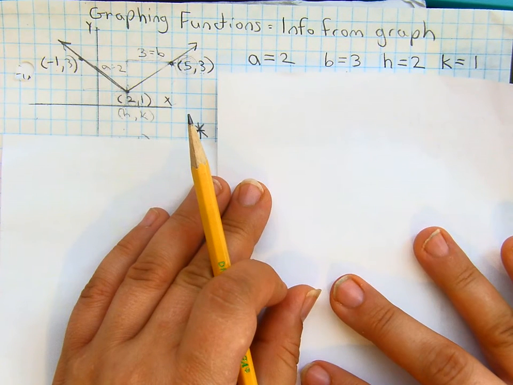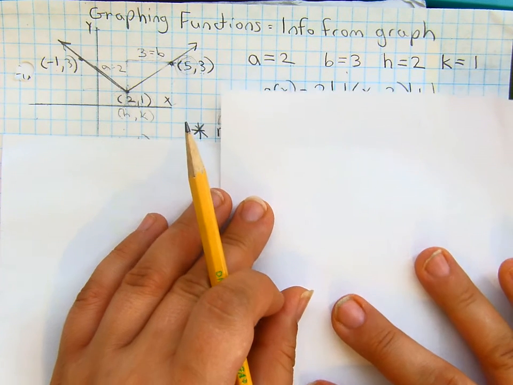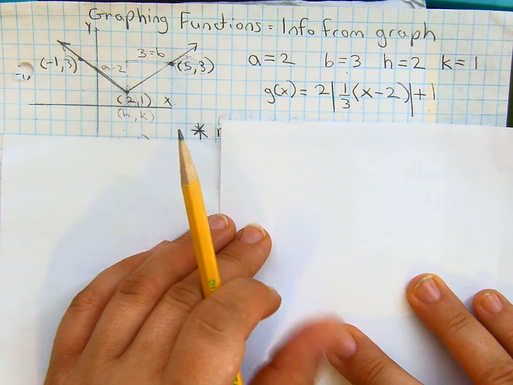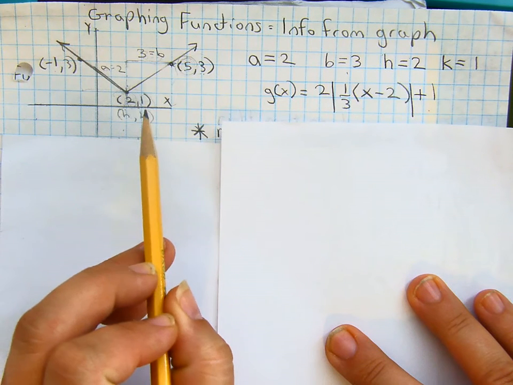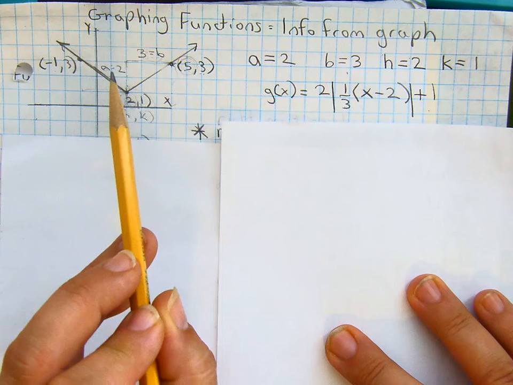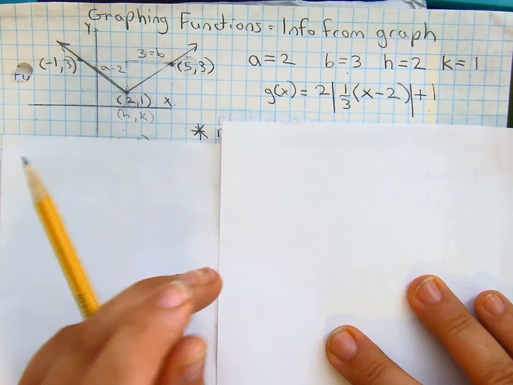So now I can just start plugging them into my formula. And I'm finished. So all I used was my vertex, I used my right reference point to figure out my a and my b, and went from there.